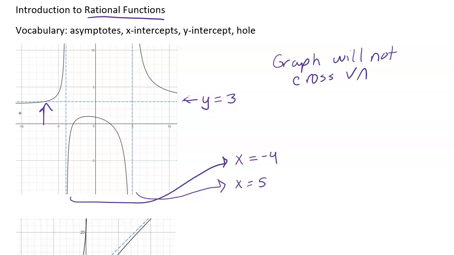Okay, and I'm going to say VA for vertical asymptote, okay? But the graph could cross a horizontal asymptote. It is possible, okay? Some other things to notice here. You have a y-intercept, you have a couple of x-intercepts here, okay? And just some vocabulary that you've seen already this semester.